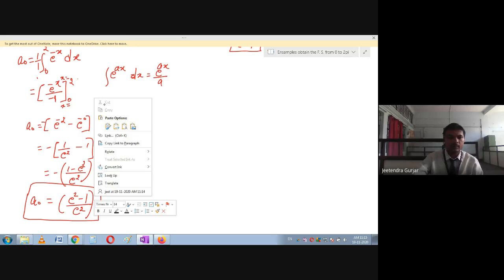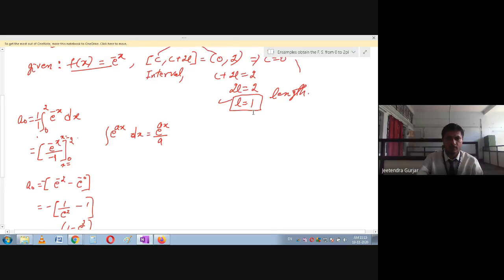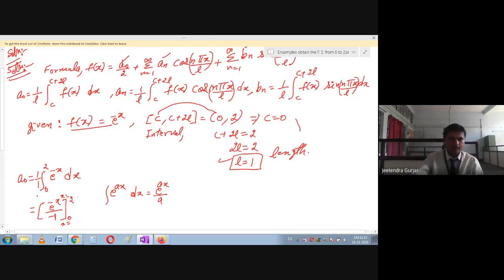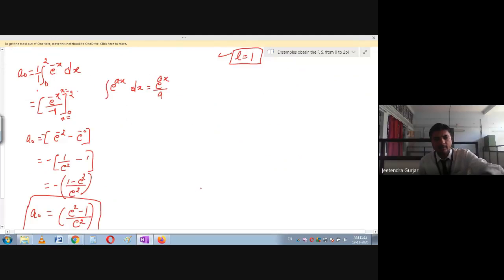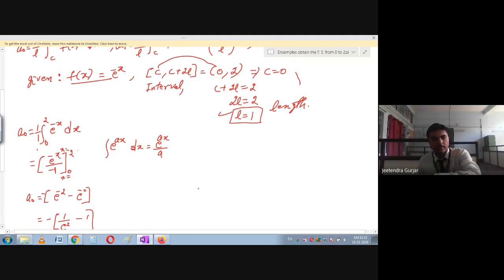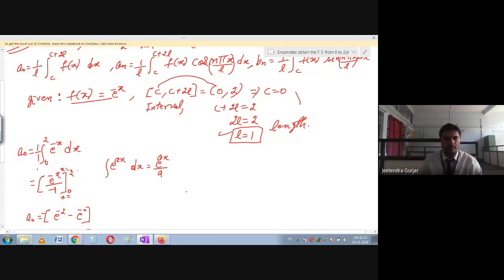Okay, now please try, students, you also try with me. An formula is there, values I have given. You also sit and try to solve this example, so that you can compare my answers and your answers, and rectify your mistakes. So after a naught, I will go to solve an. Already you know the formula, that is an is equal to 1 upon L integration c to c plus 2L f of x cos n pi x upon L dx.